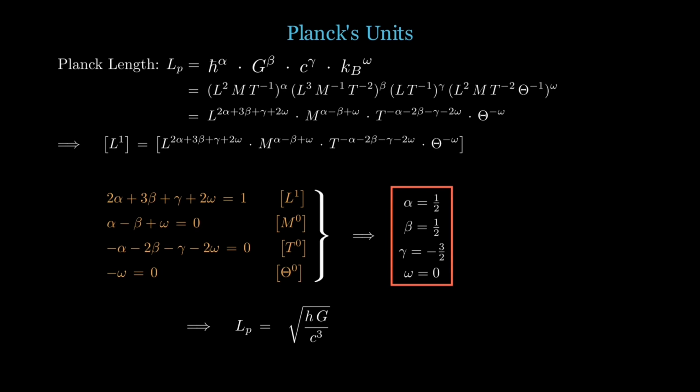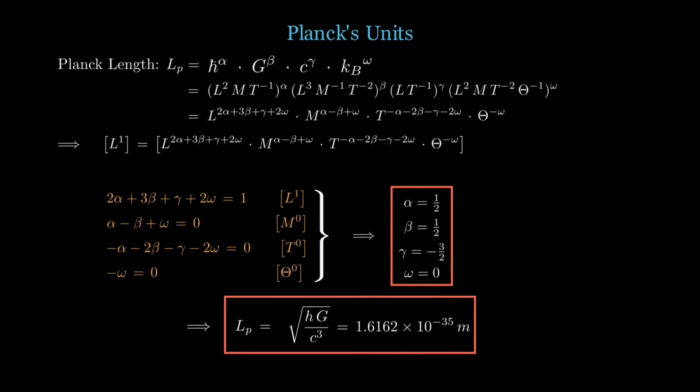If you plug in the values of these constants, you'd get 1.6162 times 10 to the power minus 35 meters. That's roughly 10 million billion billionth of the diameter of a proton. Similarly, you can try to obtain the rest of the Planck units. I leave those as an exercise to you.